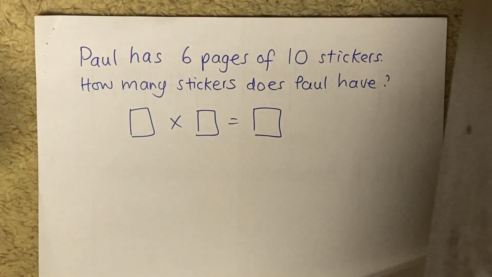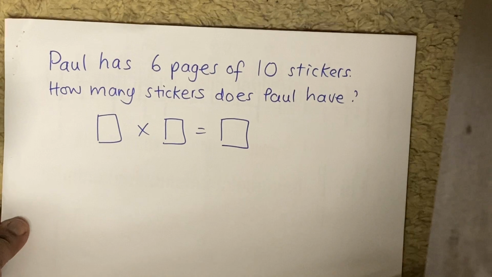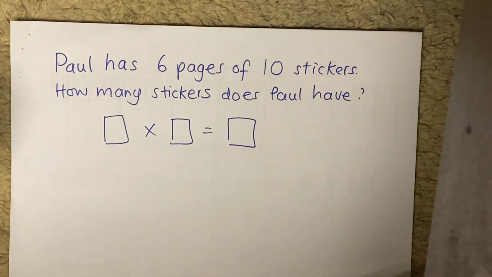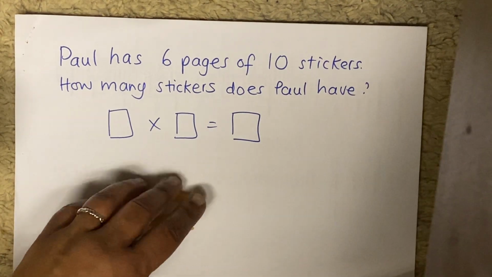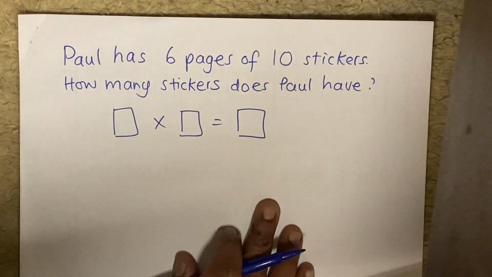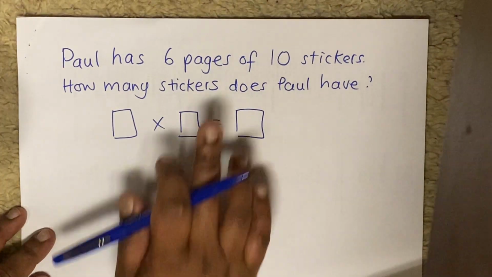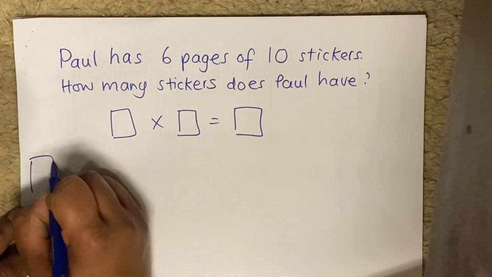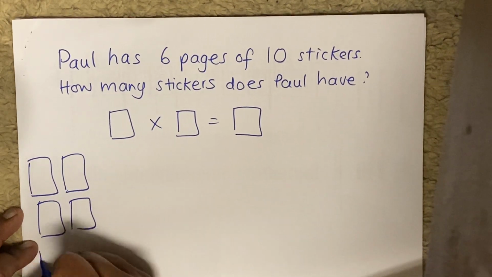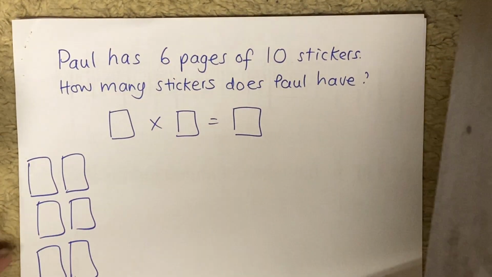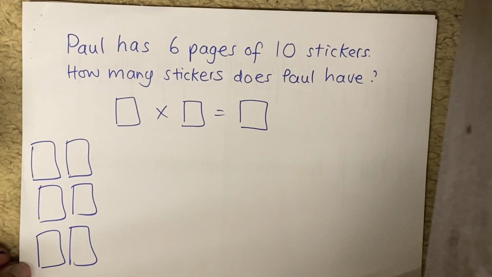Let's have a look at the next question. Oh, this is super easy. It says Paul has 6 pages of stickers. How many stickers does Paul have? Now, I could use my pasta shells to help me, but I know I can also draw it out. So, let's see. I'm going to draw it out. So 6, 1, 2, 3, 4, 5, 6. Those are my 6 pages of stickers.